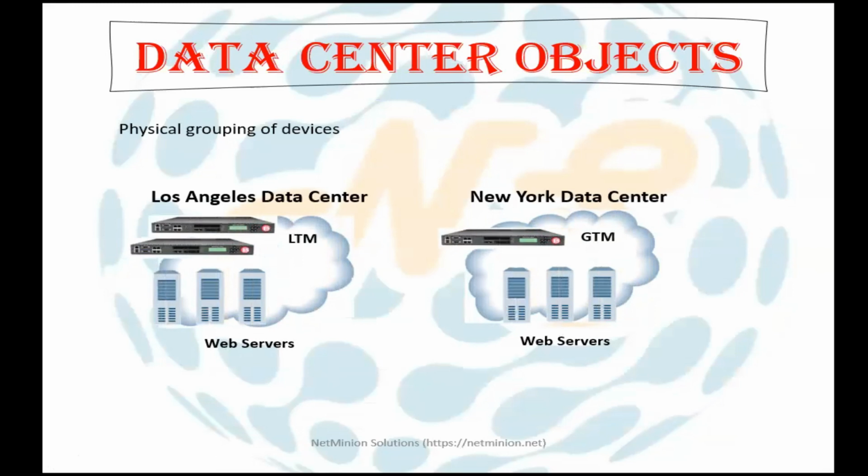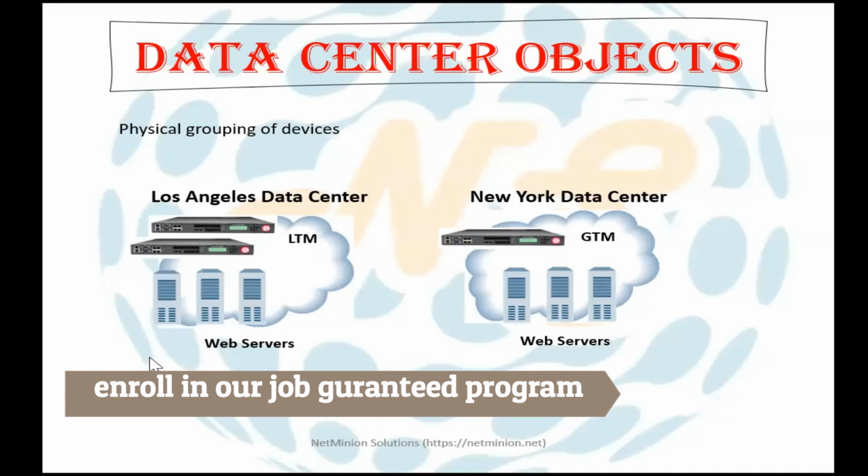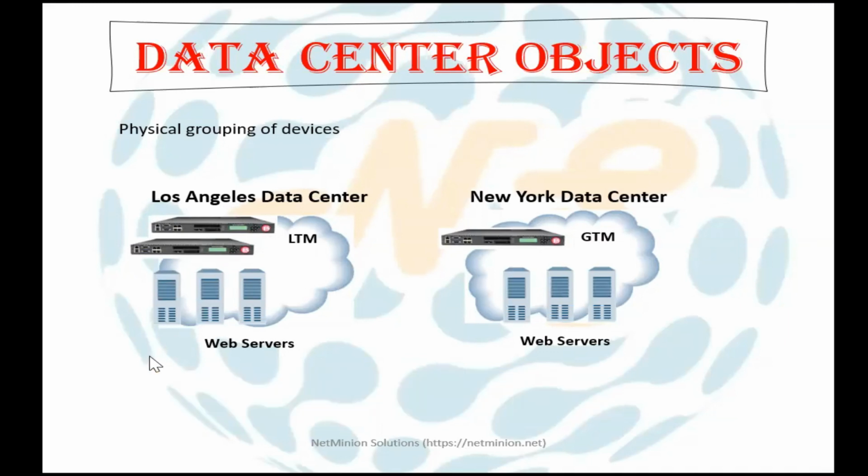So you can see this, right? If you see this data center, this is a physical grouping of devices. So all the resources on your network are associated with that data center. Like here is the Los Angeles data center. There are some LTMs behind this. Under this LTM, you have the web servers. You have the New York data center, where you also have web servers. So the BIG-IP data center is again a group of services or applications residing in a specific geographic location.